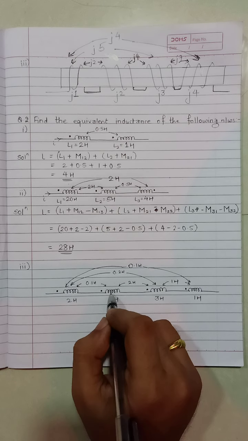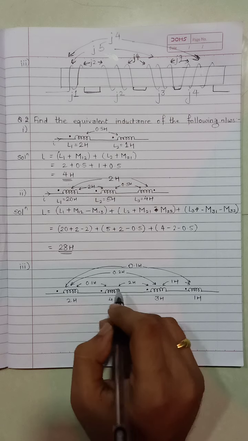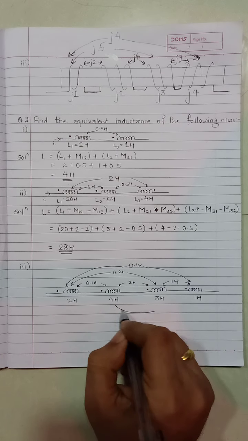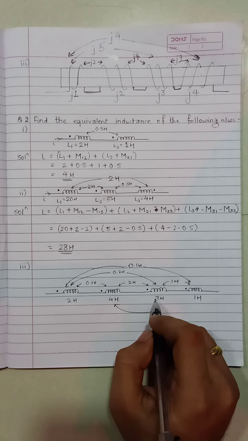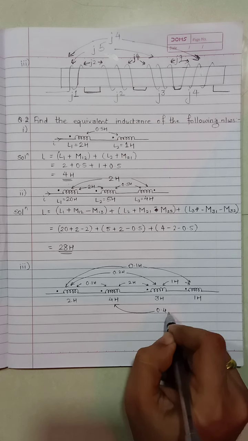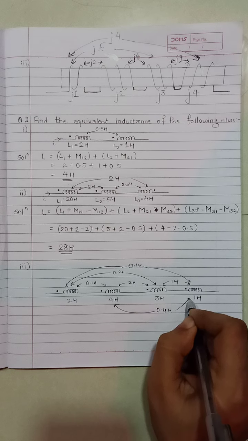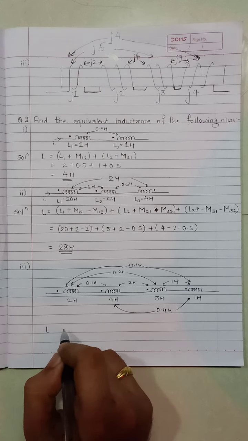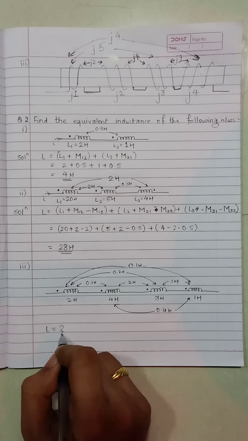Now we are left with second and the last one. So between these two it is given as 0.4 Henry. So we have done with this. So you can find the total L for this question.